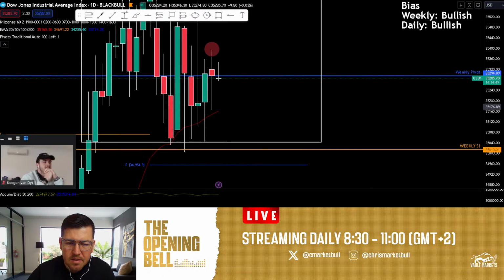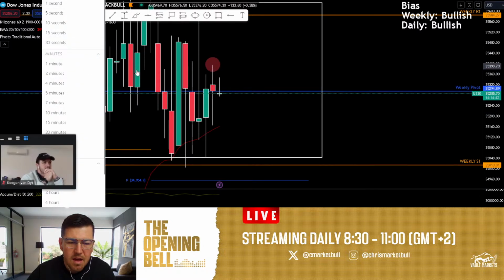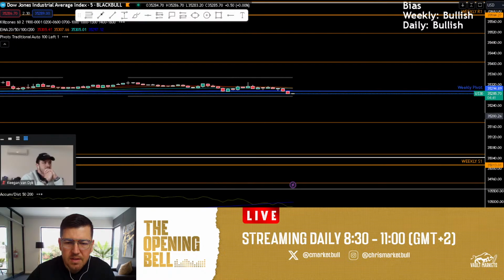Or what could happen is we've got this area of support down here. We could be creating a lower wick on the day to then go and break that structure, yesterday's high.